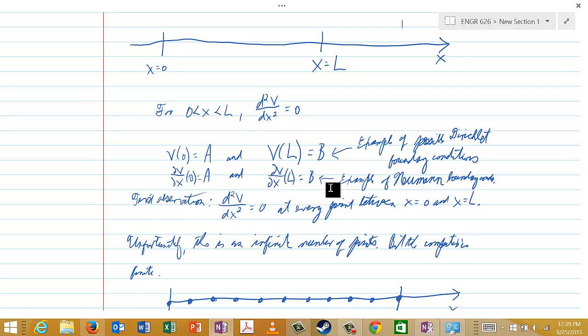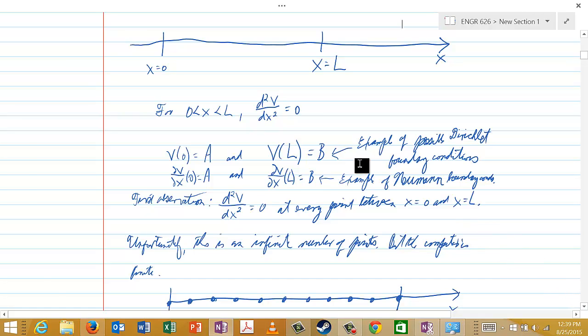But for our first problem, we're going to take the simplest case, which is the case of the Dirichlet boundary conditions. We will assume that v is equal to a when x is equal to 0, and v is equal to b when x is equal to L.